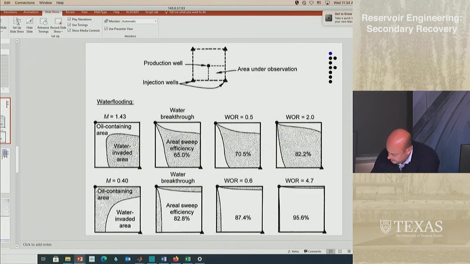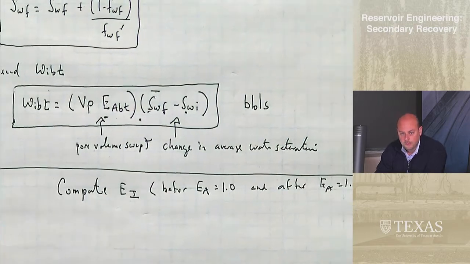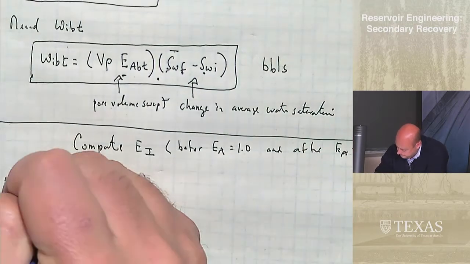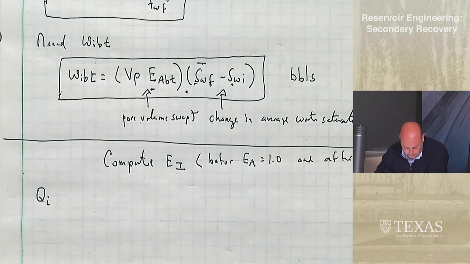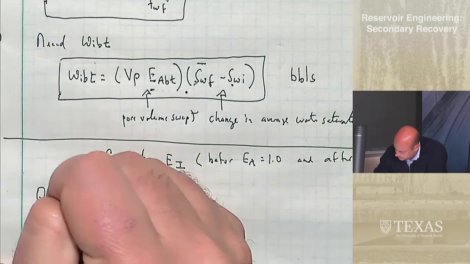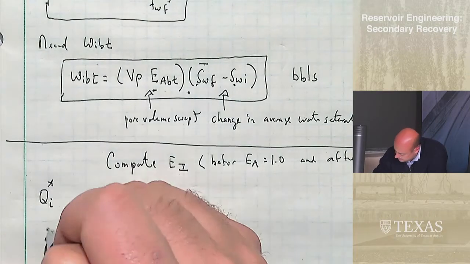Okay, so one thing we need is a dimensionless time. We called that TD before. I'm going to call it a different variable, going to do that because that's what most of the textbooks and literature do. This is a dimensionless time. I'm using the letter Q now.